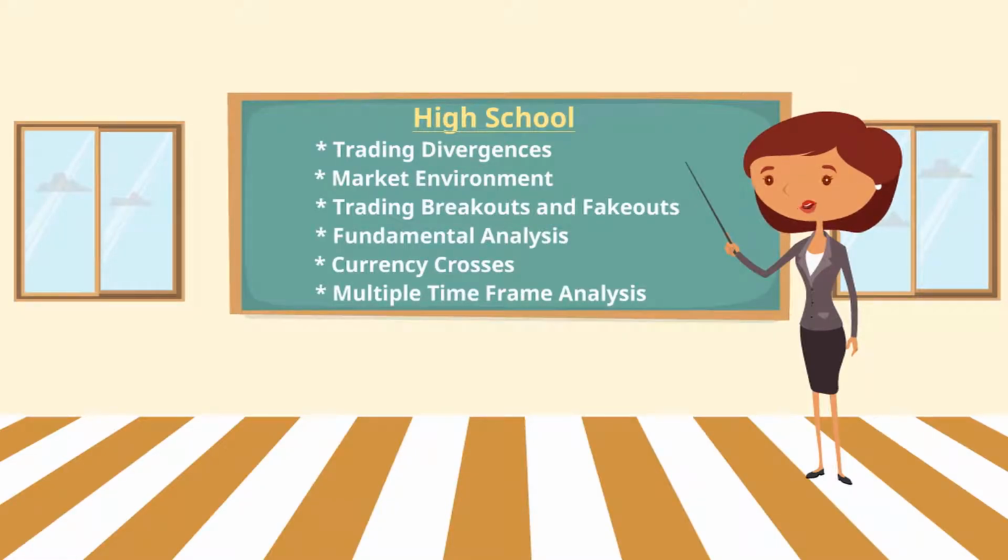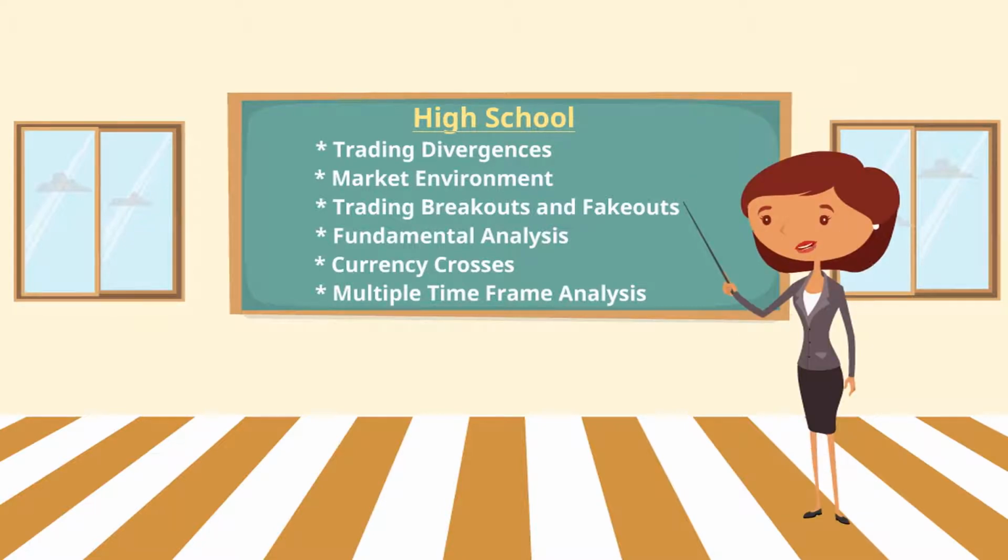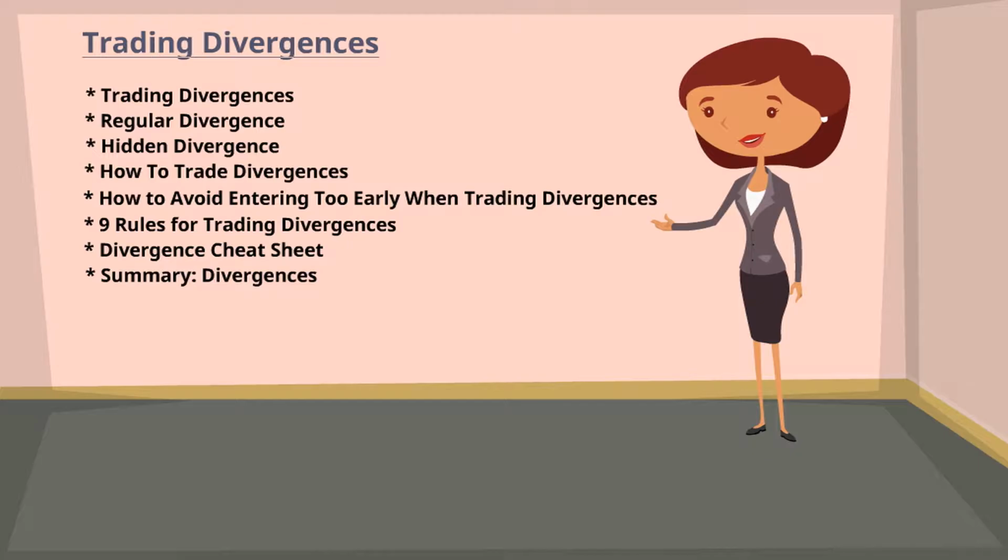In this session we have 6 courses, which are mentioned below. First is Trading Divergences. Second is Market Environment. Third is Trading Breakouts and Fakeouts. Fourth is Fundamental Analysis. Fifth is Currency Crosses. And sixth is Multiple Time Frame Analysis. So let's begin this session with the first course.